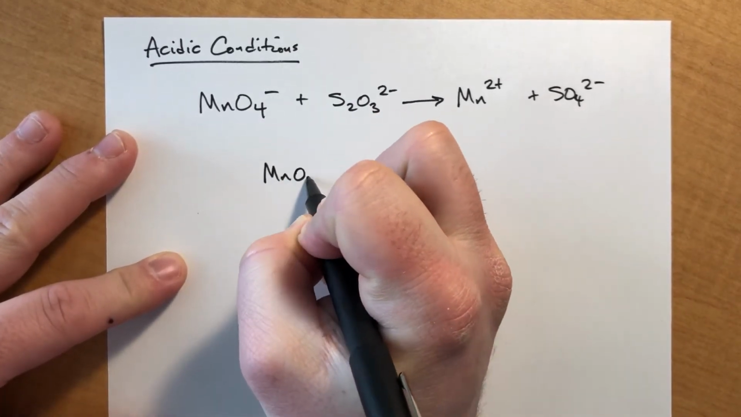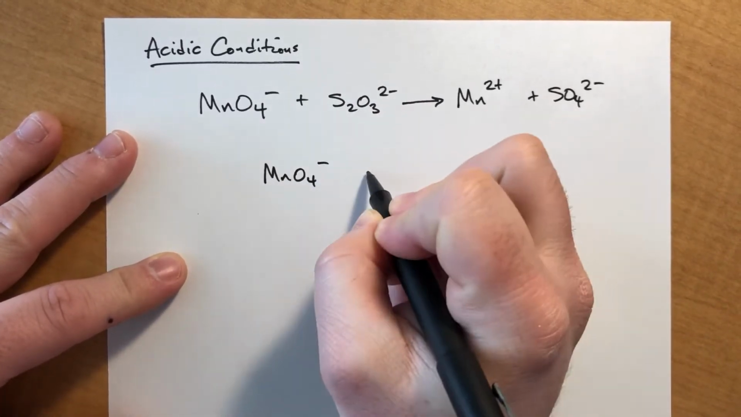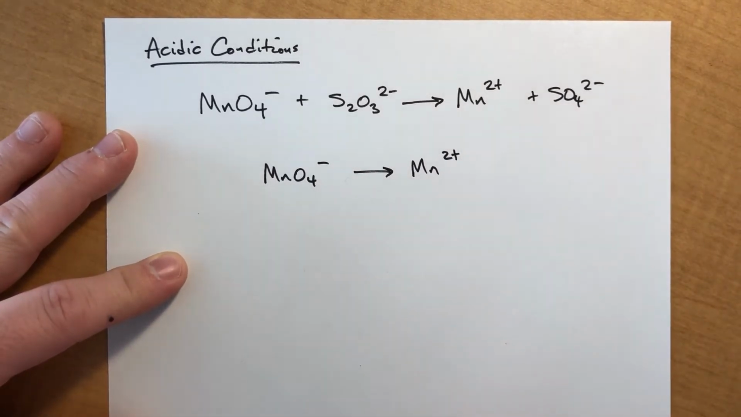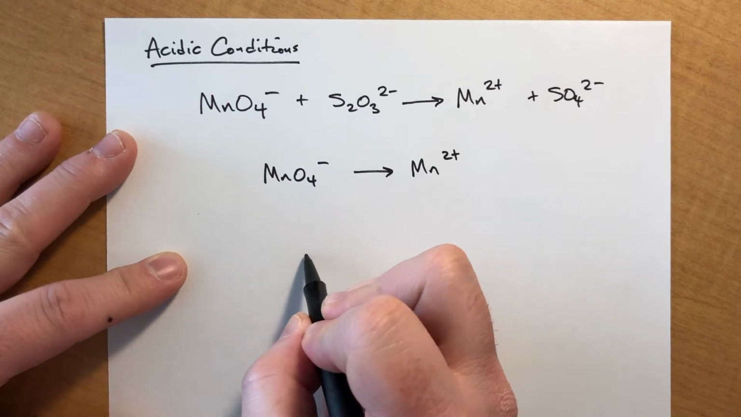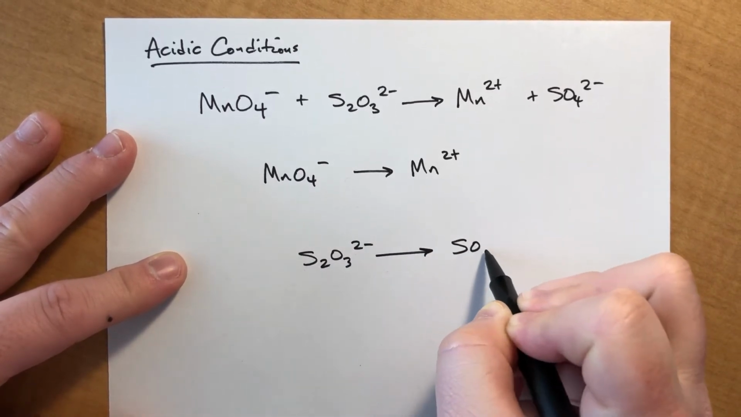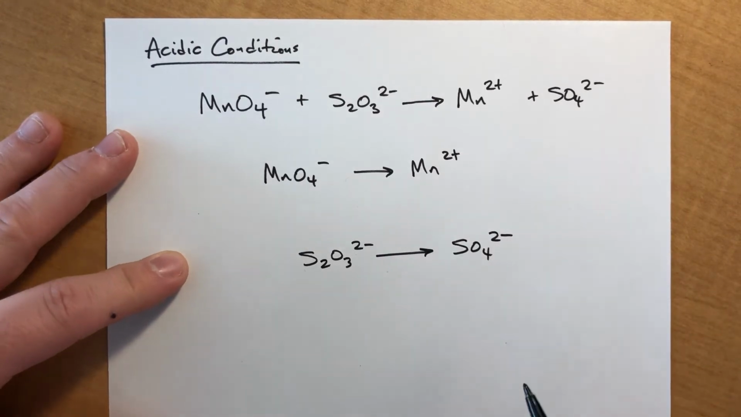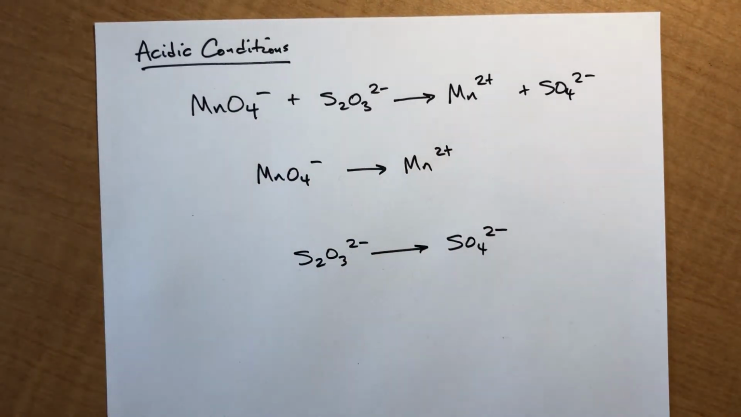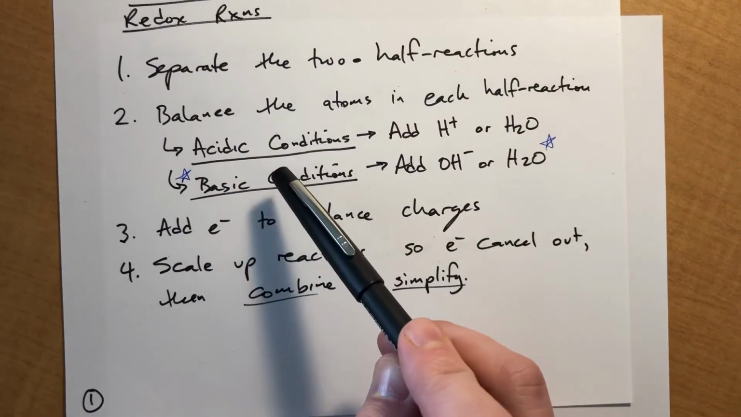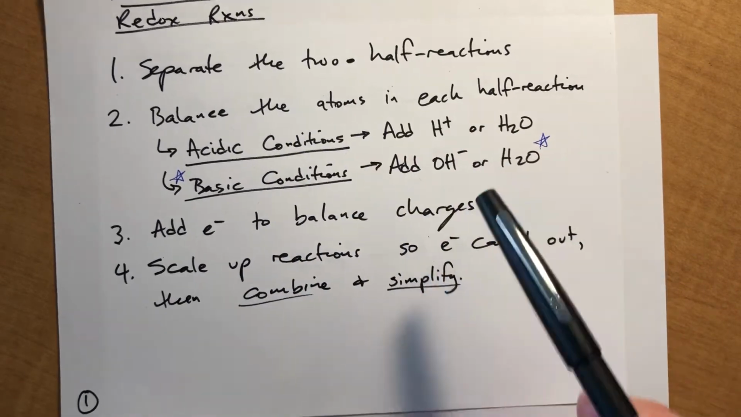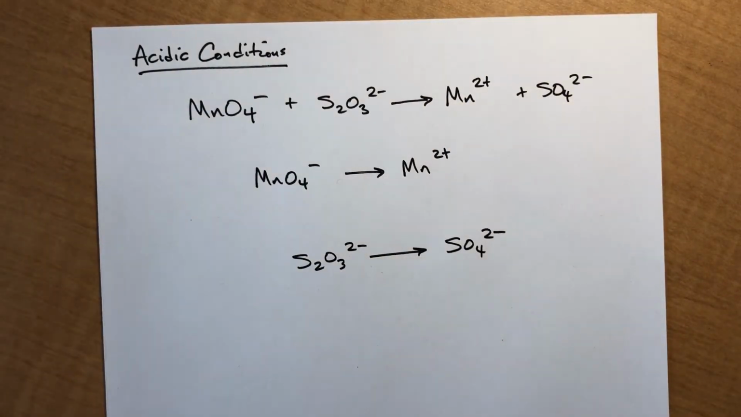I'm going to recommend, it sounds counterintuitive here, but you're going to write this in the middle of the page. The other half reaction, we're also going to write in the middle of the page, is S2O3 2 minus becoming sulfate. So this is one half reaction, this is the other. We're going to deal with them one at a time. So we've separated the two half reactions. Now, since we're under acidic conditions, we balance the atoms and we add H pluses or water as needed.